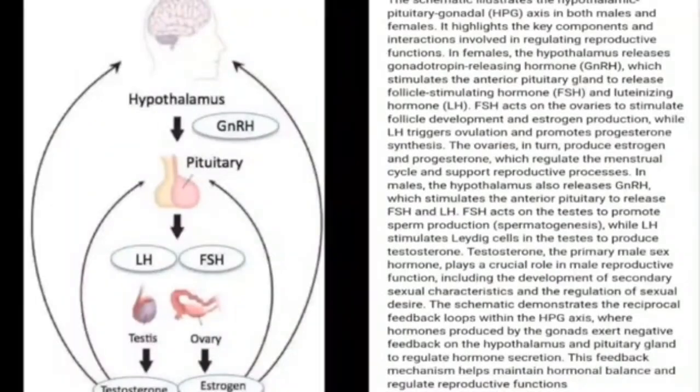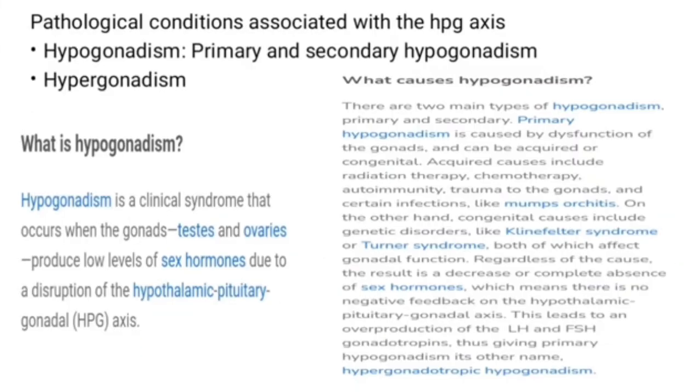All right. So what are some of the pathological conditions associated with the HPG axis? There are two types: hypogonadism and hypergonadism. Hypogonadism is a clinical syndrome that occurs when the gonads, that is the testes and ovary, produce low levels of sex hormone due to a distortion of the HPG axis. There are two types of hypogonadism: primary and secondary.